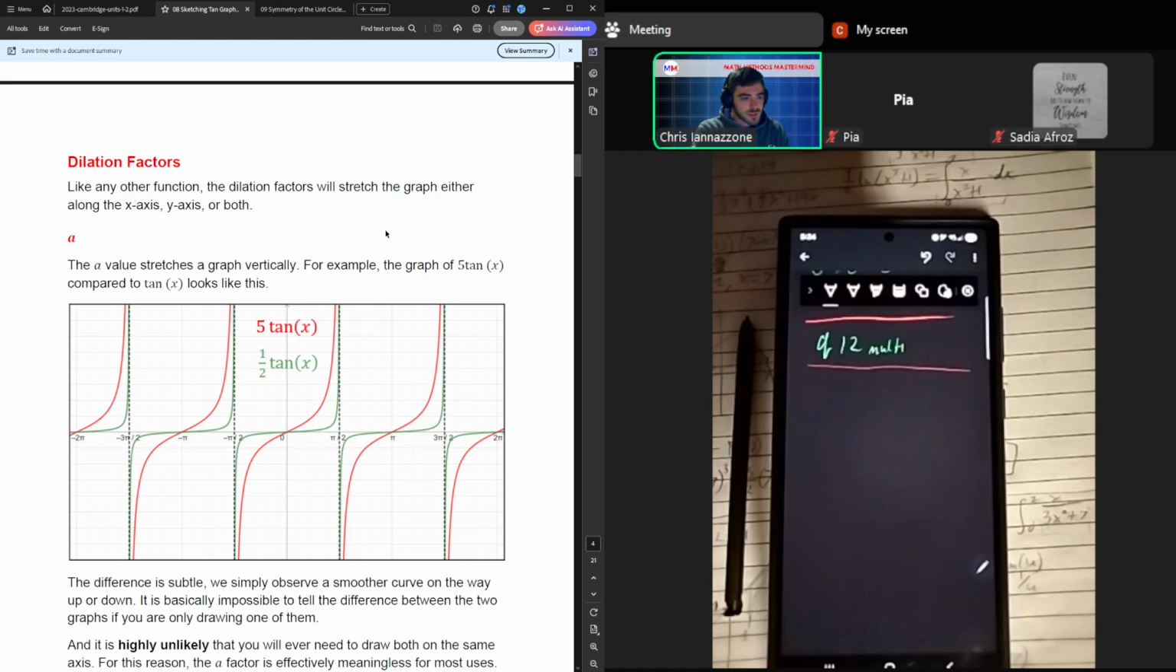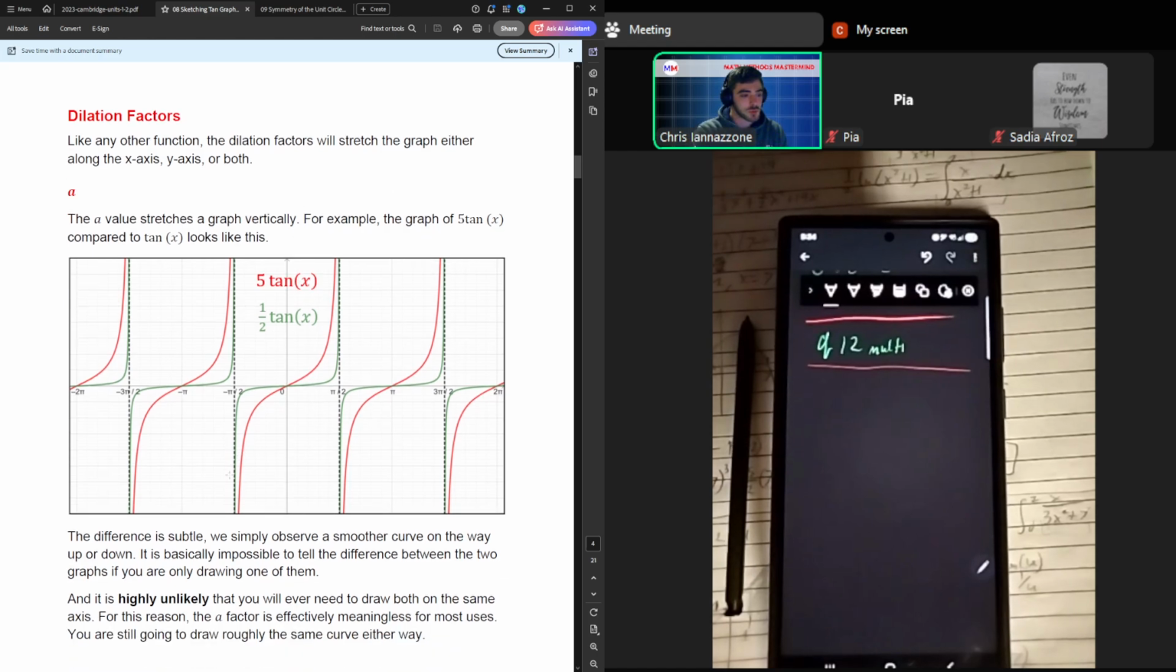Dilation factors work as they always have. They're not really all that relevant to know when it comes to sketching by hand, unless you, for whatever reason, have to sketch both on the same axes, which has never happened. But if for whatever reason you do get that, then this is what that would look like, where a larger value means it's a smoother rise and a smoother wobble, versus a much smaller value, which is much flatter in the middle.